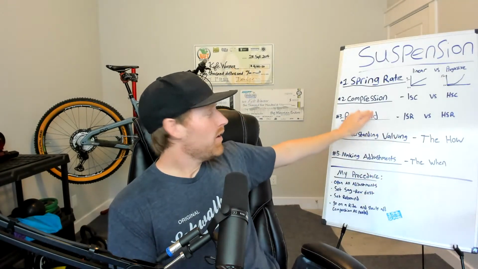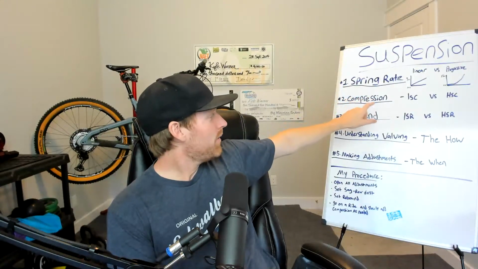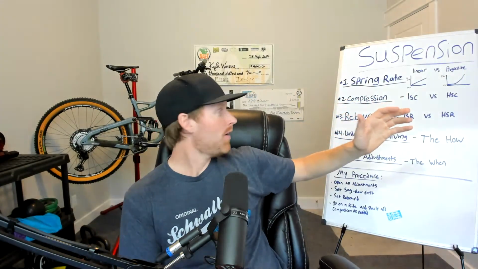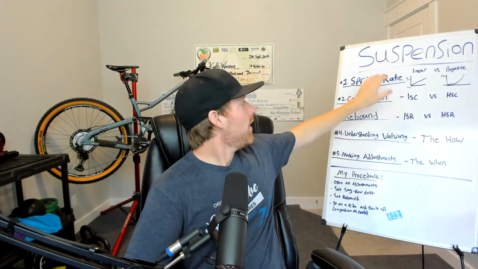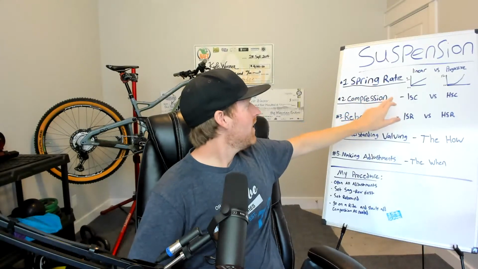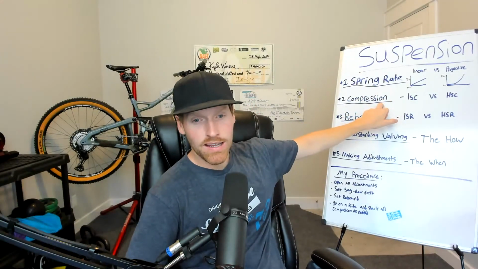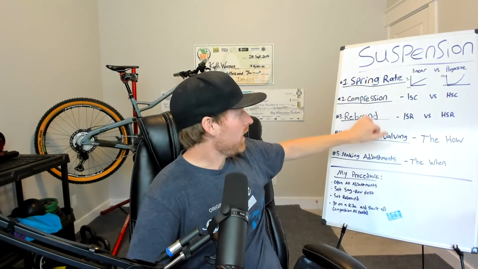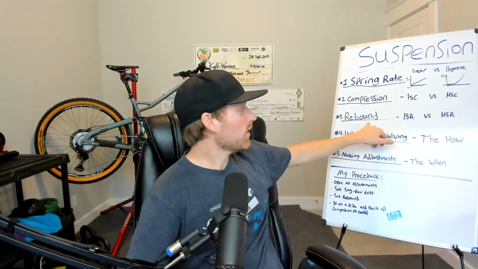All right, so we kind of talked about spring rate, we talked about compression, we talked about rebound and the relationships between them all. Again, spring rate is the number one most important thing. Compression, I would say, is number 3. This is the least important thing out of these three, and then rebound is the second most important.